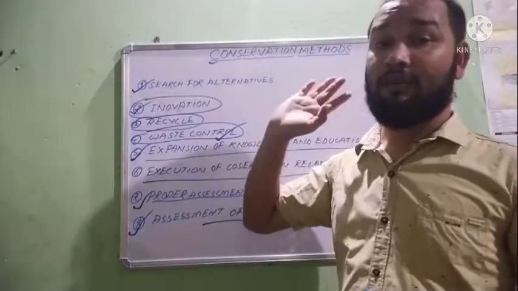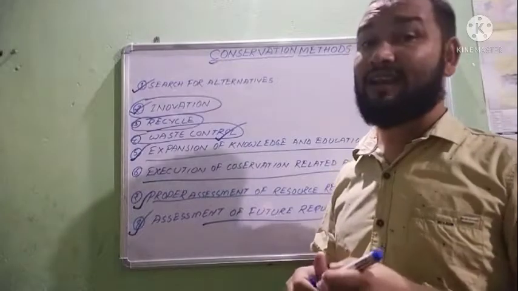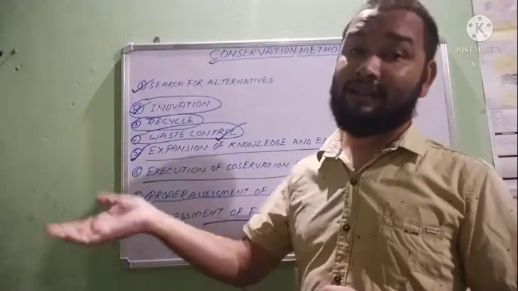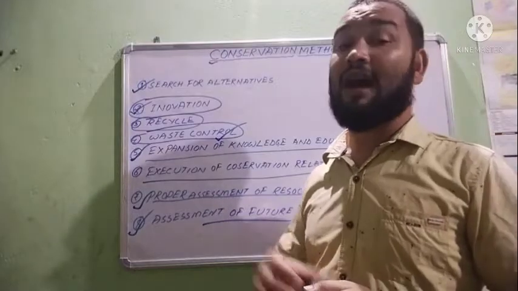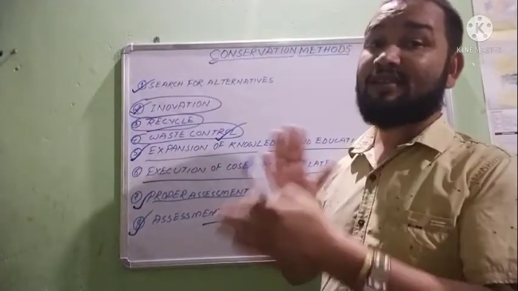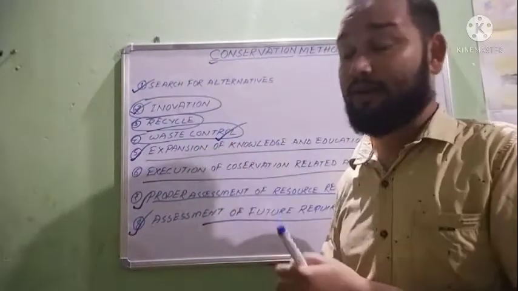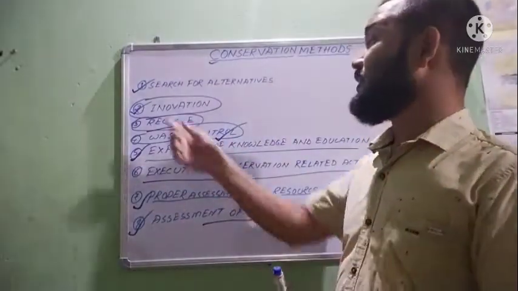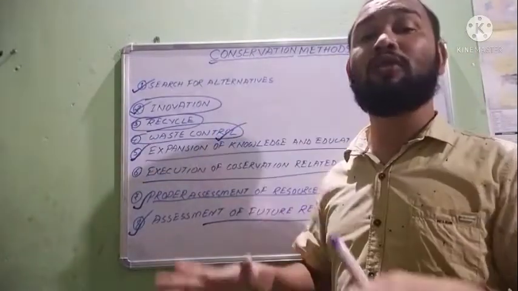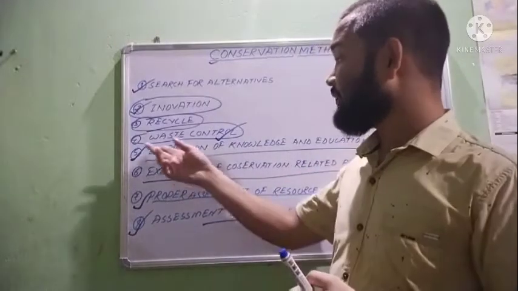Okay, see, again I am telling you, search for alternatives. You can say solar energy as an alternative to coal and petroleum, tidal energy as an alternative to coal and petroleum, artificial fiber in place of cotton fiber. These are sources of alternatives. While we are using the resources, we are searching for the next one. Innovation, the creation of new things. Waste control, we have to control the waste. We have to use the waste material for other purposes.